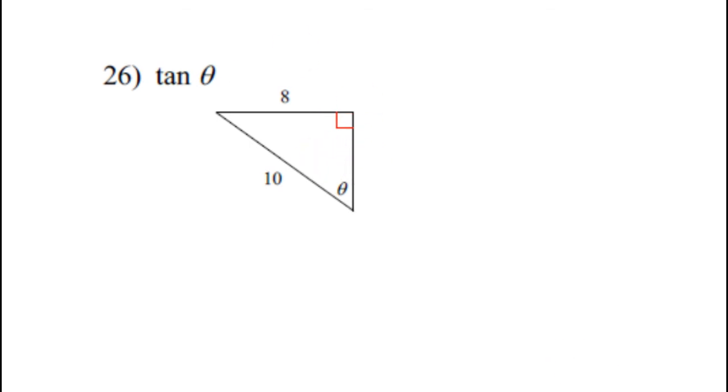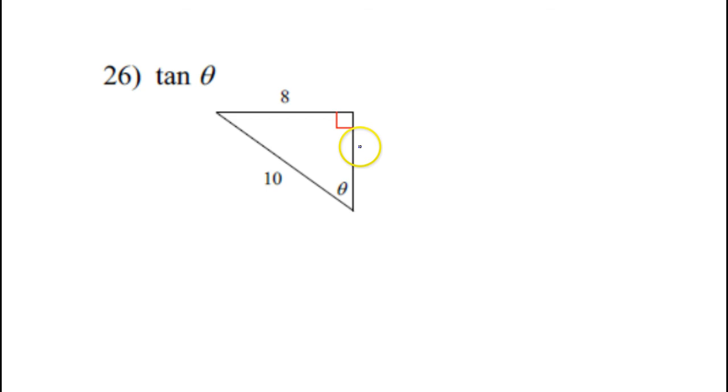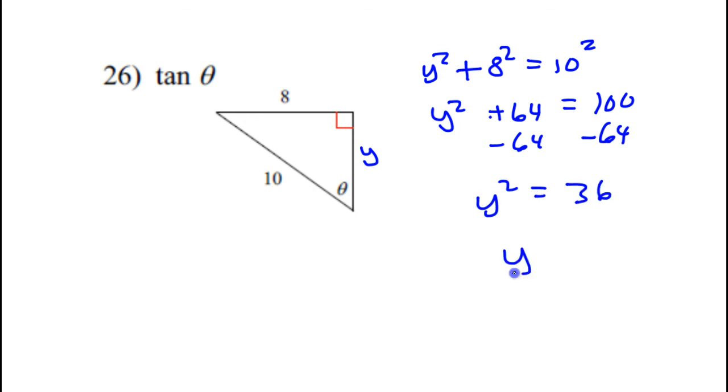Okay, this one we will need to find out what this other side is. So I'm going to call it y. Using the Pythagorean theorem, y squared plus 8 squared is equal to 10 squared. So that's going to be y squared plus 64 is equal to 100. Subtracting 64, y squared equals 36. Taking the square root, y is equal to 6.